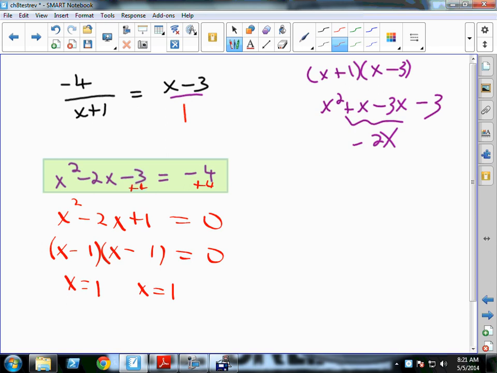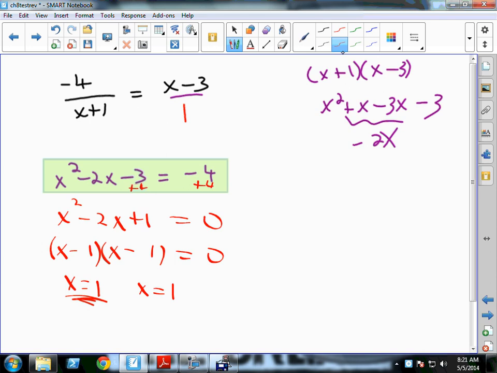If we plugged a 1 in, would it satisfy the original equation? -4 over 1 plus 1, that's -4 over 2, that's -2. If we plugged a 1 in, we'd have -2 equals -2. It checks out, that's it, it's 1. X equals 1. Or J equals 1, whatever. But there it is. Any questions about that one?